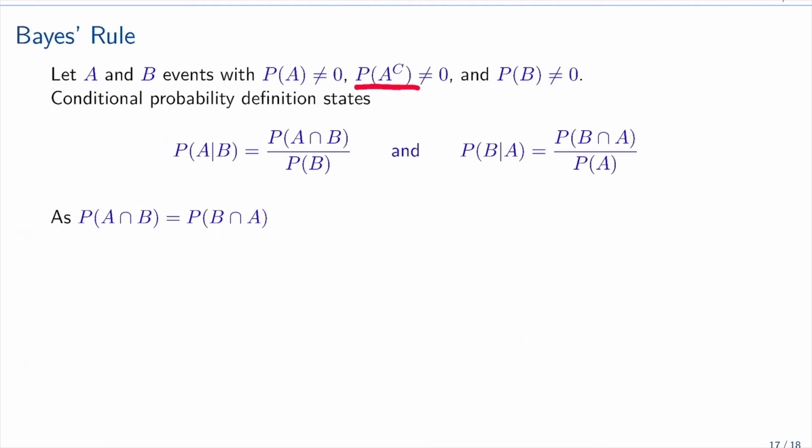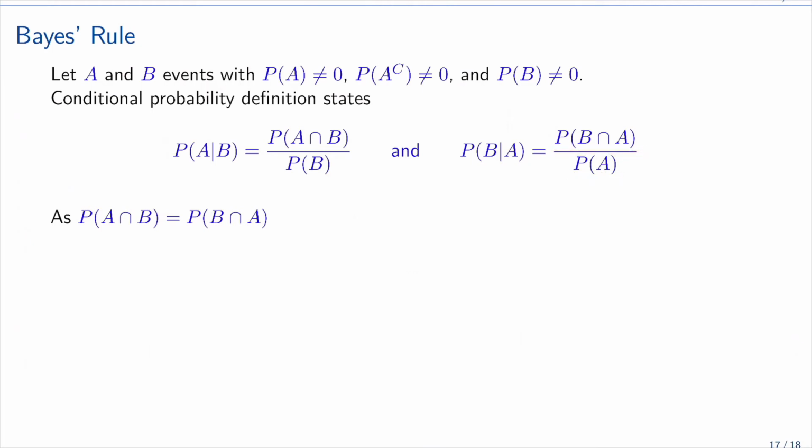The Bayes rule. Consider two events A and B, such that the probability of A is different from 0 and the probability of its complement is different from 0, and also the probability of B is different from 0. Now, by the definition of conditional probability, we can set up that the probability of A given B is equal to the probability of the intersection divided by the probability of B. And also, swapping B for A, we have the probability of B given A is equal to the probability of the intersection divided by the probability of A.